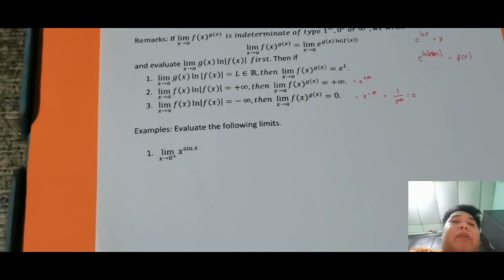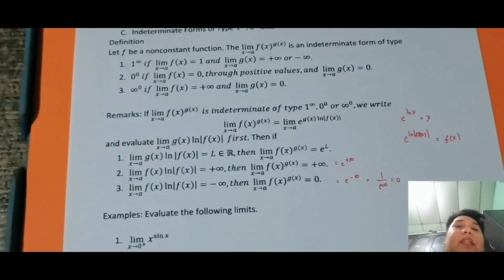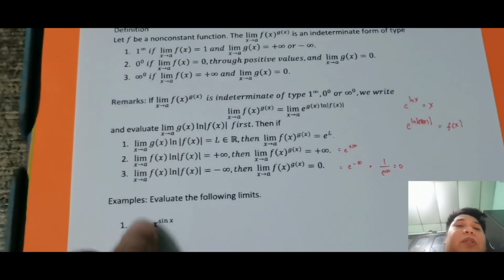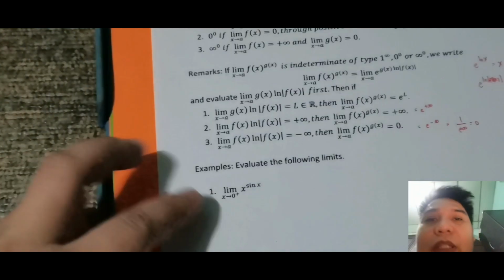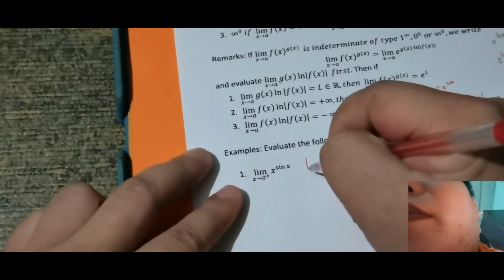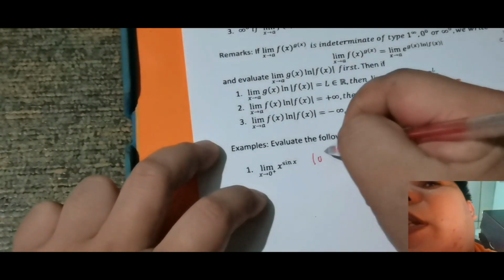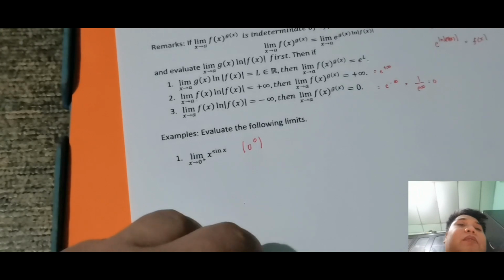So example number 1, we have the limit of x raised to sin x as x approaches 0 from the right. So obviously it is in the form of ganito. So hindi natin alam kung ano yung value. So check natin, no. Pag sinubstitute ko yung 0 right away sa x, that is obviously 0. Tapos sin 0 is just 0. So this is just indeterminate form of 0 raised to 0. So meaning, pasok tayo dito sa part na to.